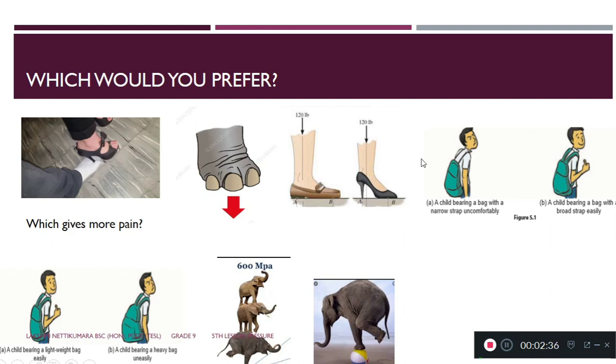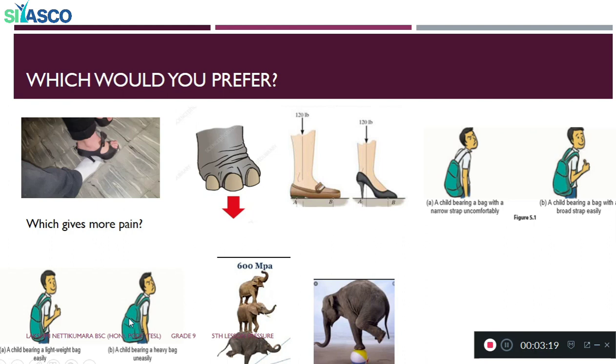Here is a very common situation that all of you have faced daily. When you look at figure 5.1, it shows a boy with a narrow strapped bag, and his face shows that he carries it very uncomfortably. And this one is a smiling face, the only difference is the strap is broader. And in this situation, even though both bags have broader straps, this one has very little weight.